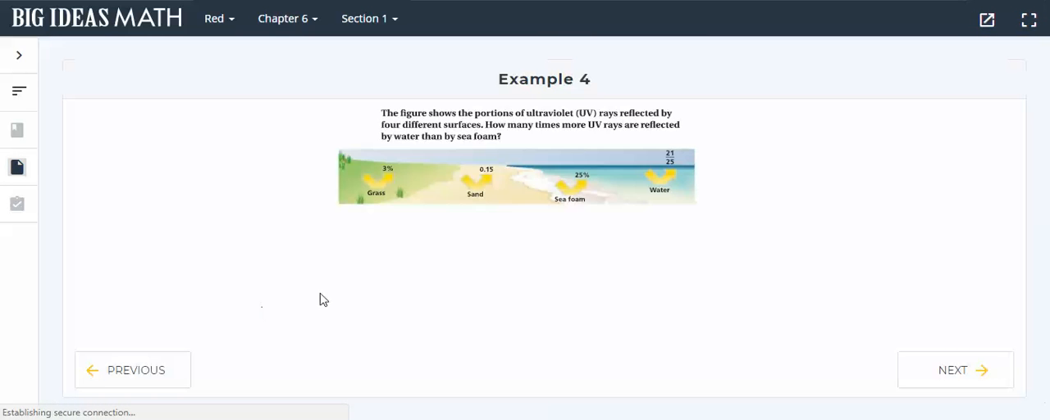Actually, just a minute. I think we have one more example to look at. The figure shows the portion of ultraviolet rays reflected by 4 different surfaces. How many times more UV rays are reflected by water than by sea foam? So we've got the water here, 21/25, and sea foam is 25%. So let me get those two things written down for you. We've got 21/25 for water, and we've got 25% for sea foam.